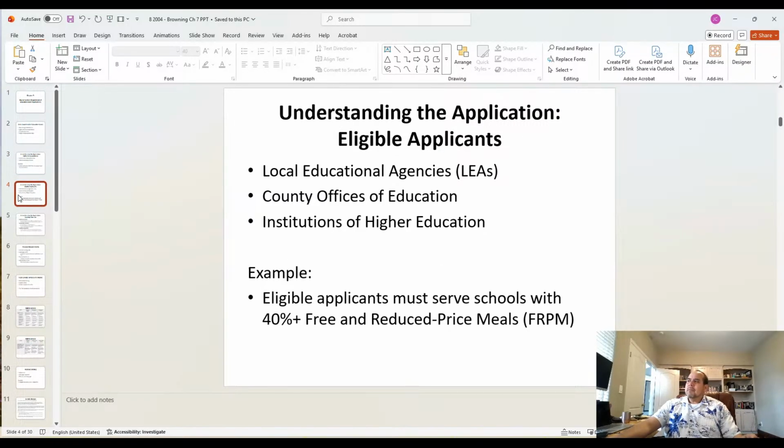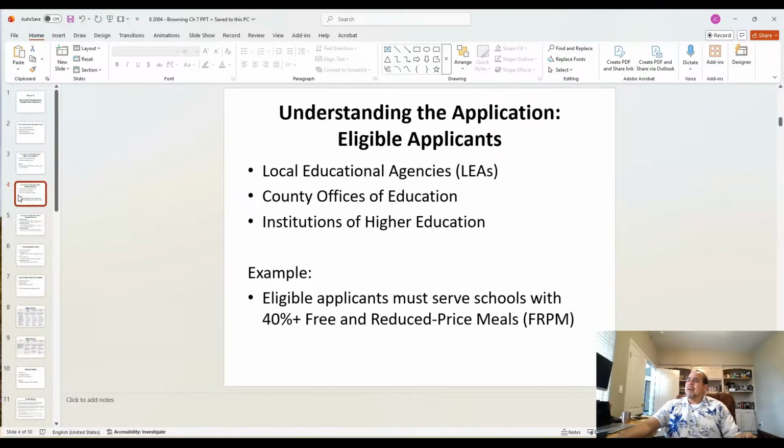Okay, local educational agencies. There's a precise definition of what that is, but that's going to be all of your school districts, all of your schools, all of those higher educational institutions. All of those institutions are going to be LEAs. I know we might not always hear the term, but that's what they call them in the grant world. Offices of Education, institutions of higher education, et cetera.